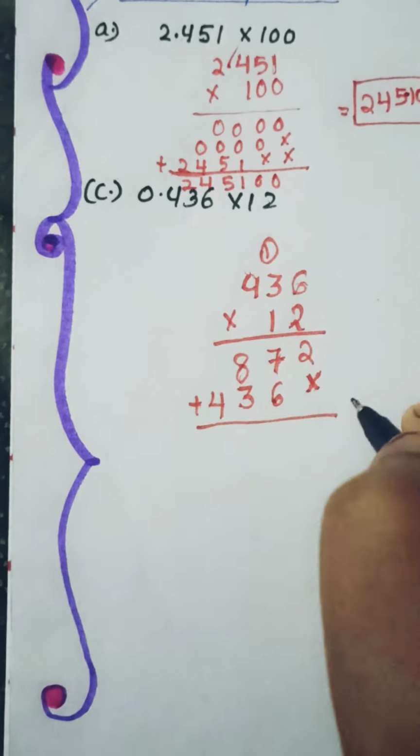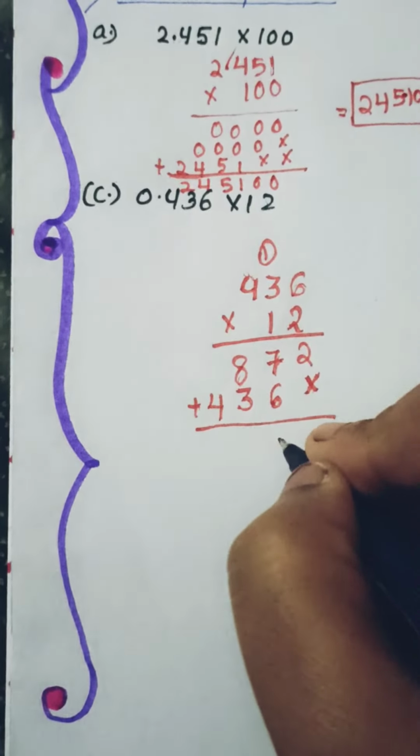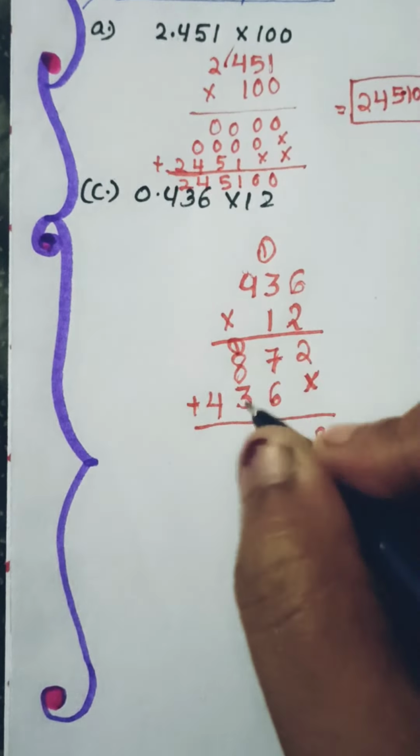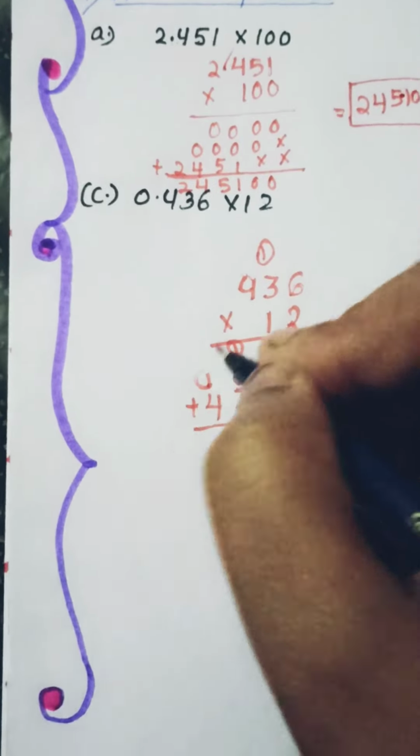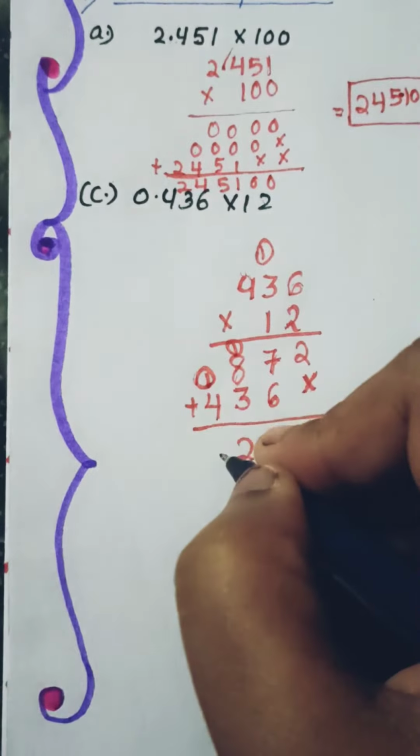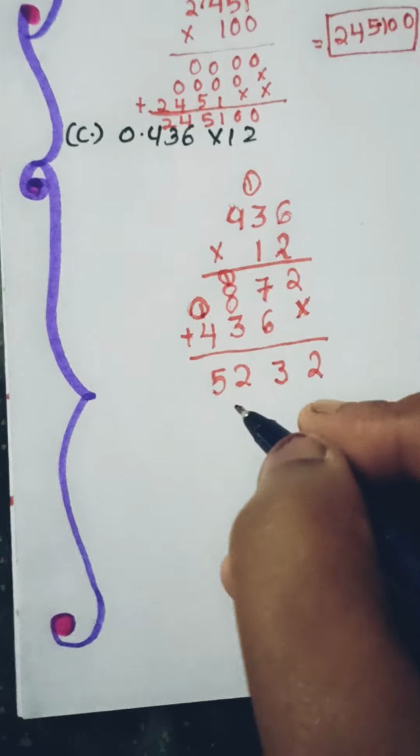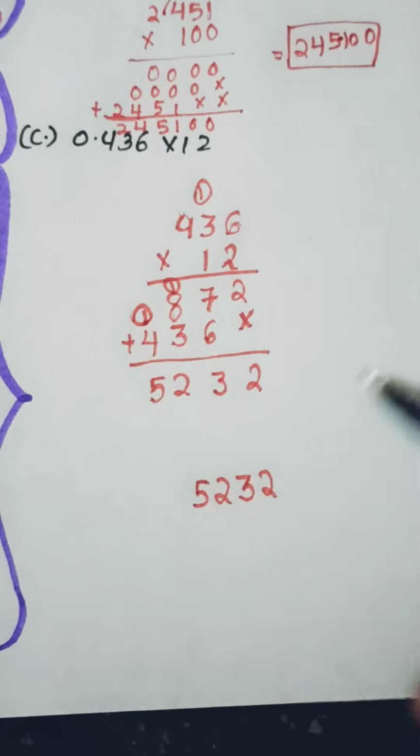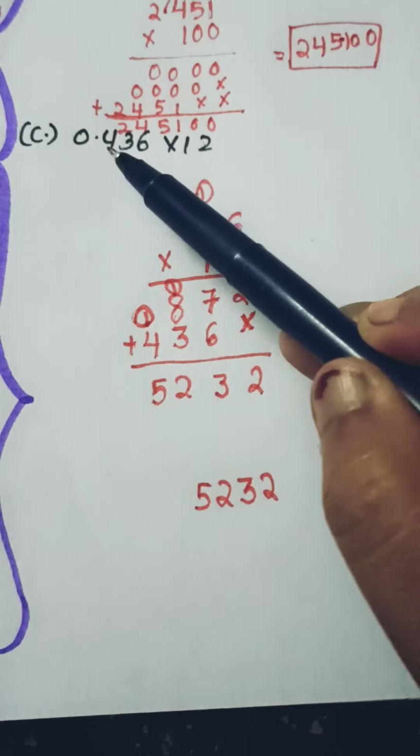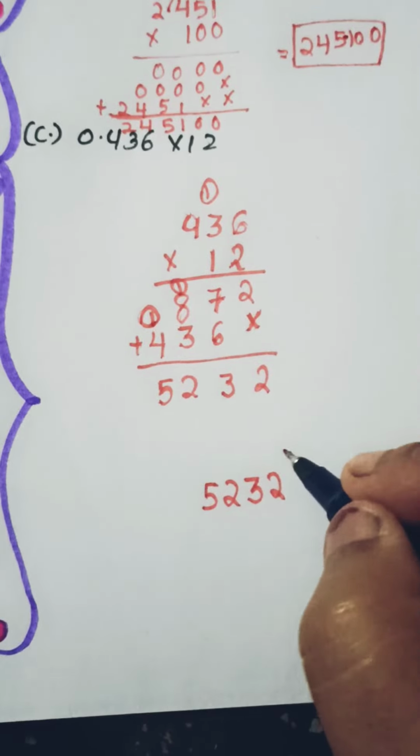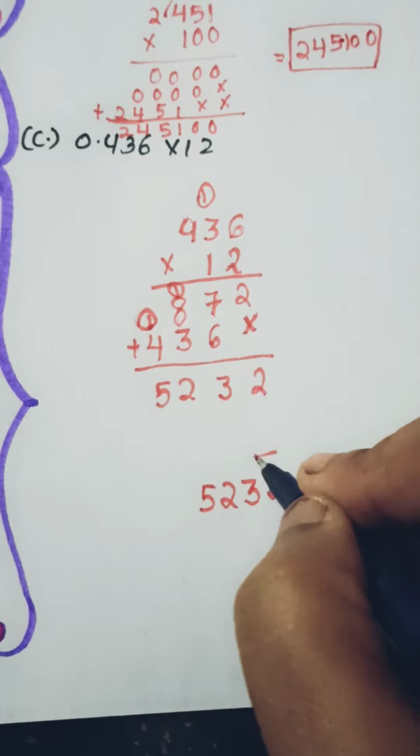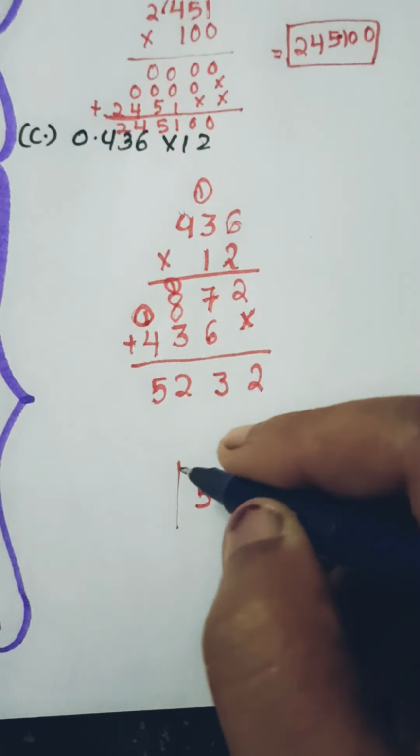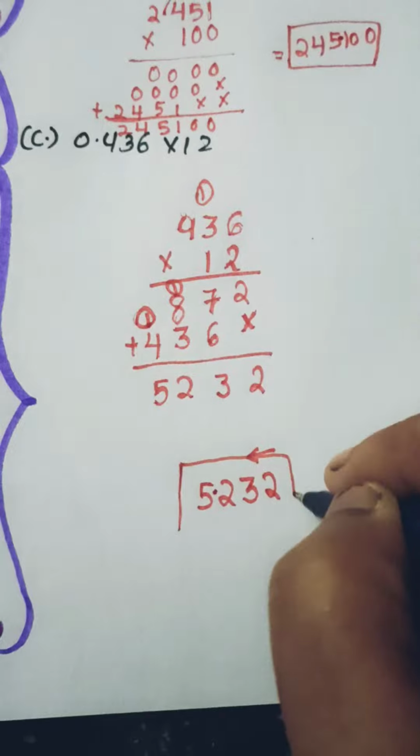Just add it. 2, 6 plus 7 will become 13. 1 will again go in carry. 8 plus 3, 11 plus 1, 12. 1 will again go in carry. 4 plus 1, 5. Now see, this is our answer that we have obtained after multiplying these two numbers. Now our next step is to just place decimal after 3 digits beginning from right hand side. So beginning from right hand side, after 3 digits we will place decimal. This is our answer. Okay.